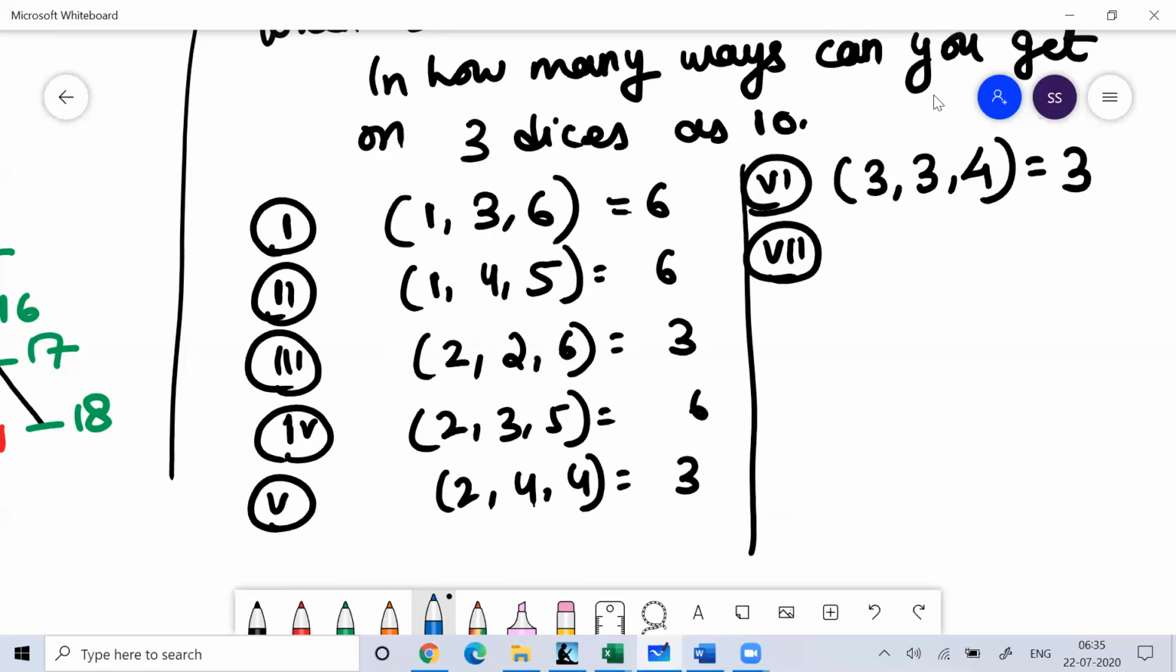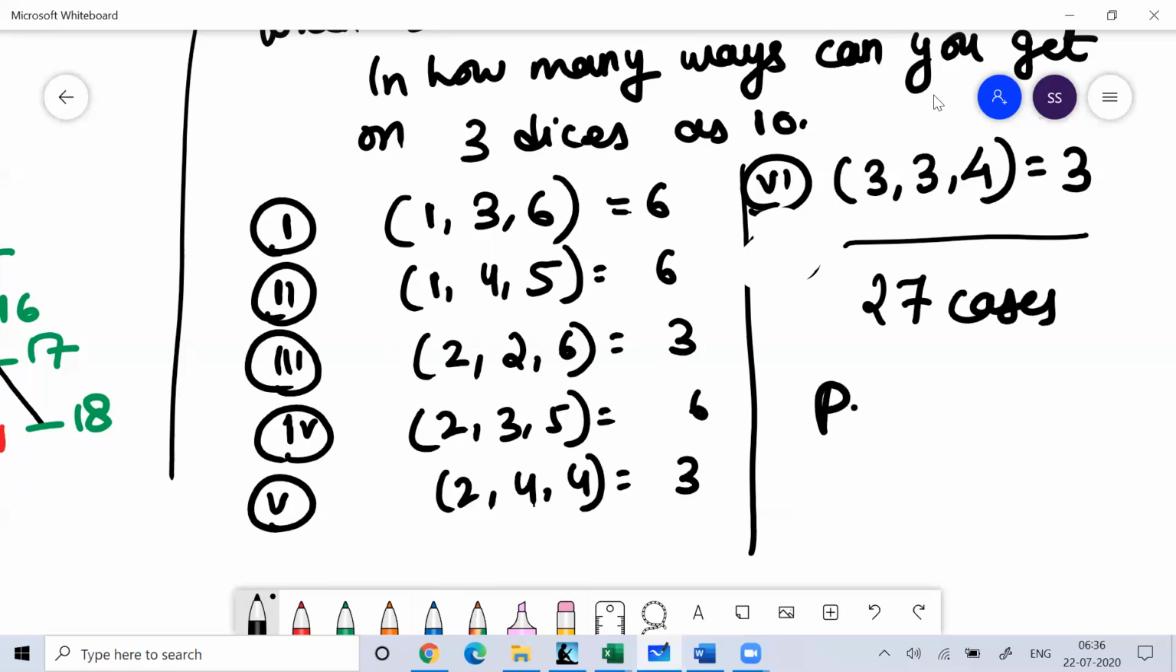6 plus 6 is 12. 12 plus 3 is 15. 15 plus 6 is 21. 21 plus 3 is 24. 24 plus 3 is 27. Okay, that means this would be the total number of cases. So a total of 27 cases is possible. Same thing if I ask in probability, the answer would be 27/216.